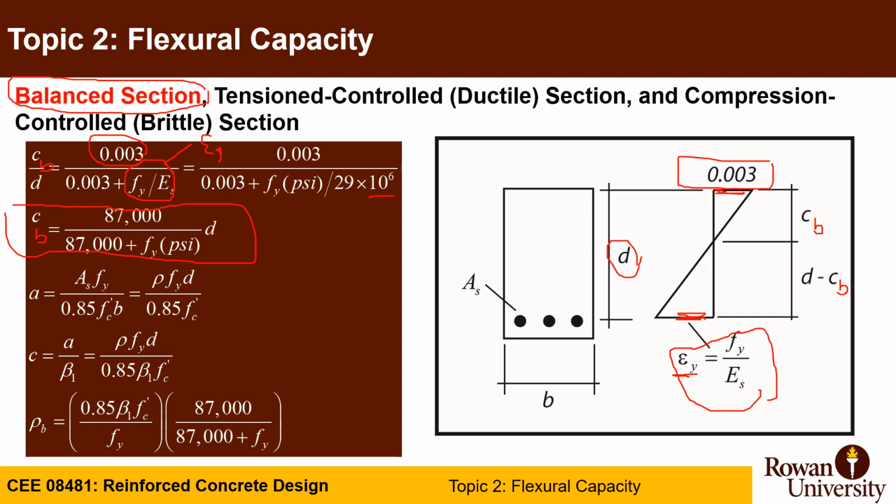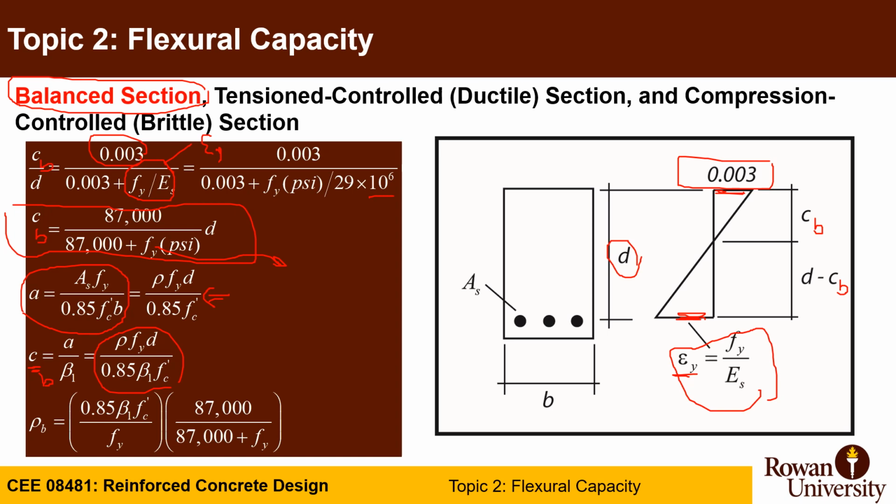So it's only a function of the depth of the cross section and the type of steel that you are using, so F yield. You also have an equation before that: A equals AS F yield divided by 0.85 F prime C, or rho F yield D divided by 0.85 F prime C. We did derive this before. So C equals A over beta 1. So we can now use the same equation, C equals rho F yield D divided by 0.85 beta 1 F prime C, if those are both at balance, because you are using rho balance.